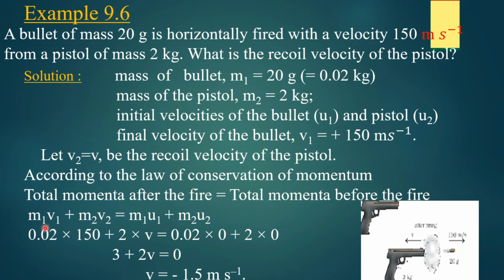Let us substitute the values of m1, v1, v2, u1, u2 and we will get 3 plus 2v equal to 0. That means v is equal to minus 1.5 meter per second. Minus sign indicates the gun has moved backward.